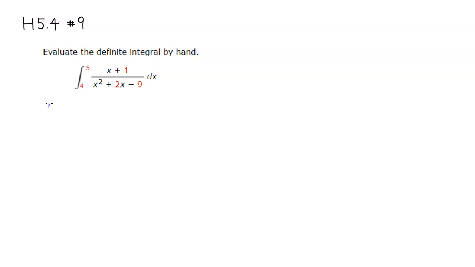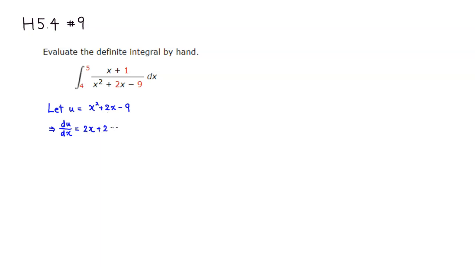I'm going to let u be the whole denominator. So you have u equals x squared plus 2x minus 9. Going through the usual drills, we take the derivative of u with respect to x. The derivative of x squared would be 2x, the derivative of 2x is 2, and the derivative of negative 9 is 0, so I'm not going to write that.